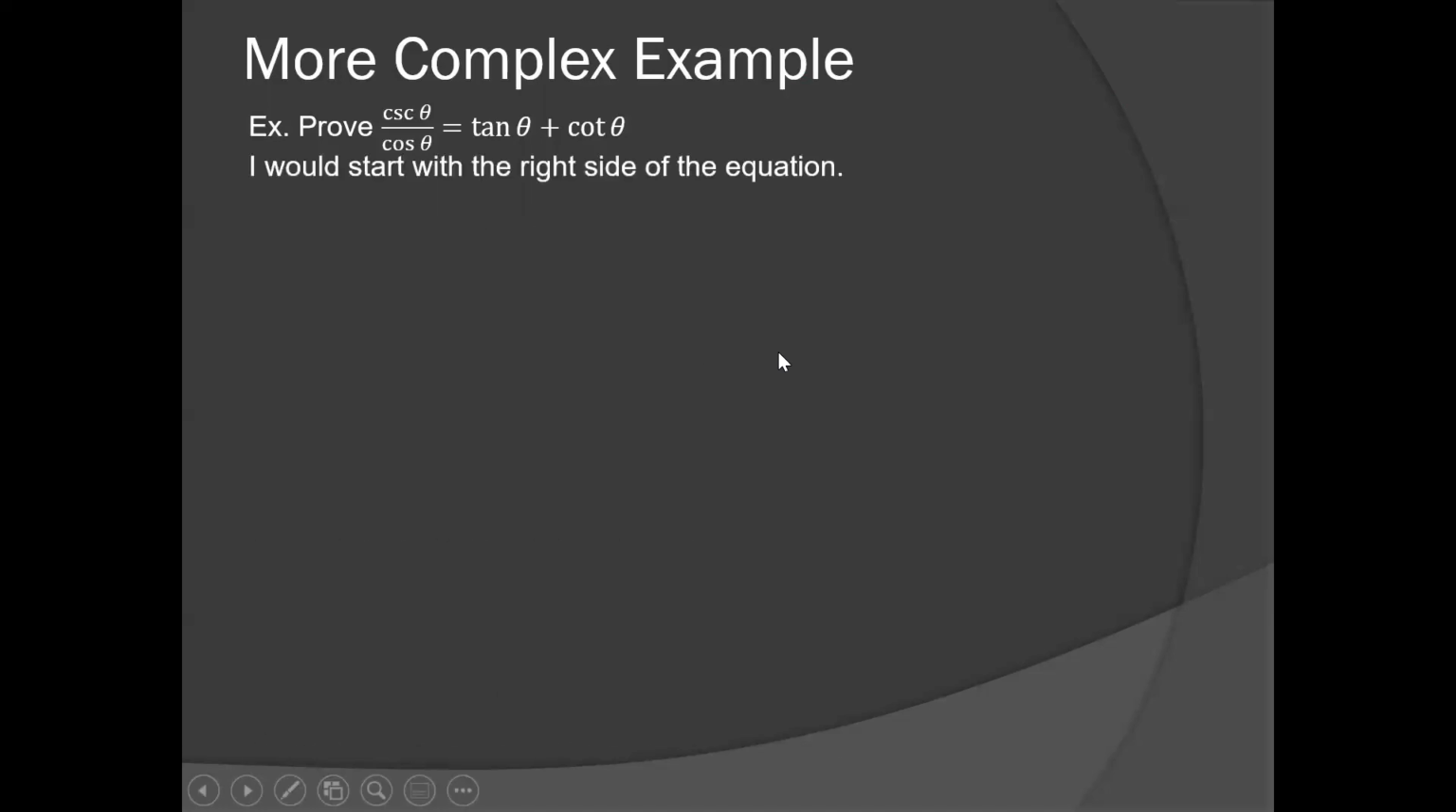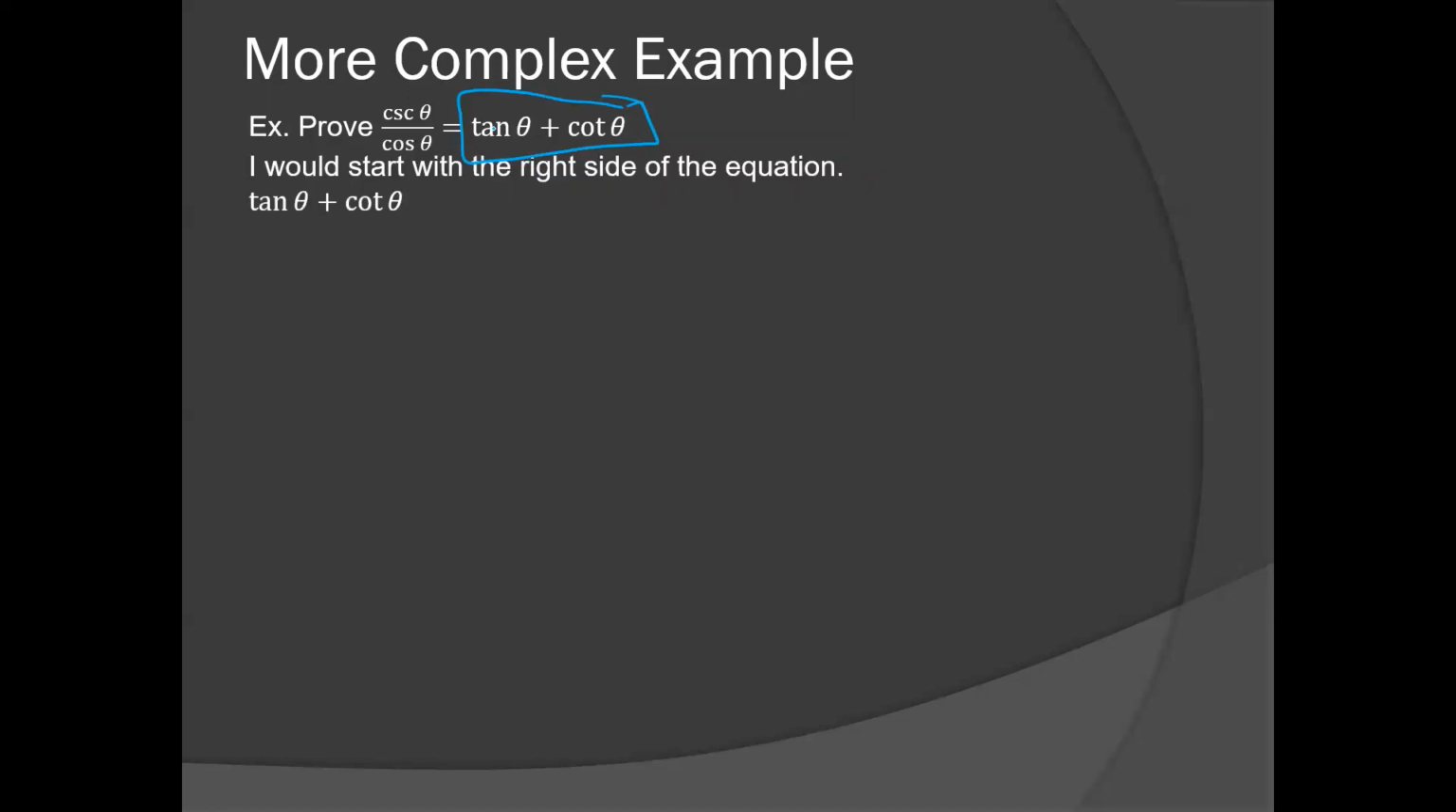Okay, so in this case I'm going to start off with the right-hand side. The reason I would start with the right-hand side is because it doesn't look more complicated, but it actually is more complicated because you're adding two different expressions. It doesn't seem that complicated, but right now it is kind of complicated because of the trig ratios here.